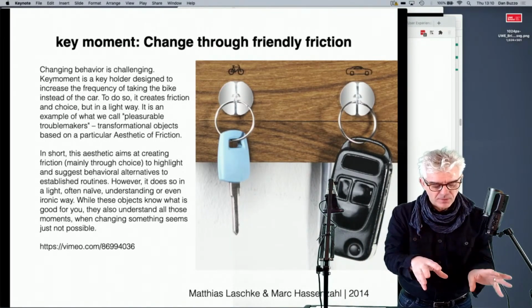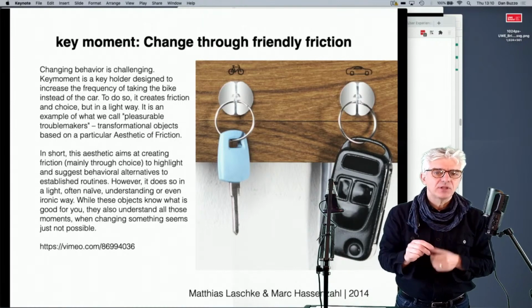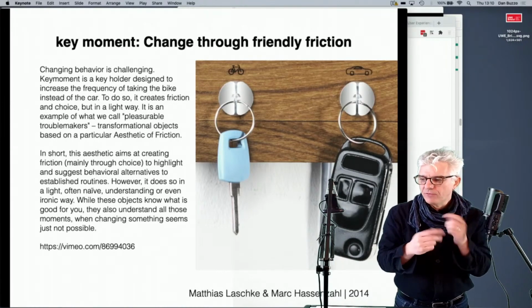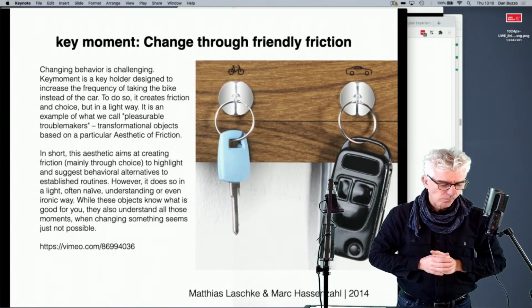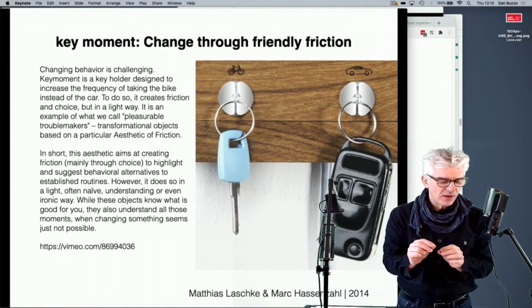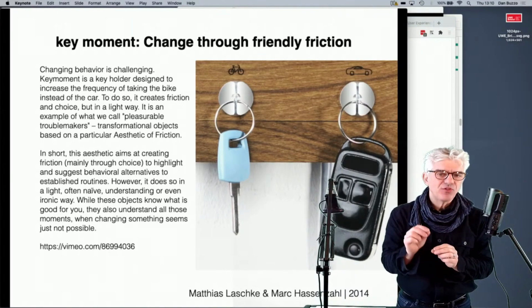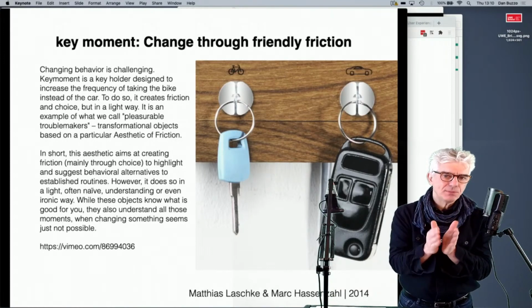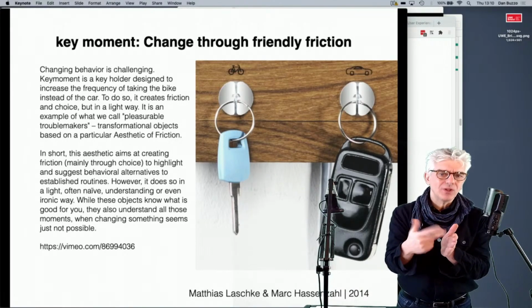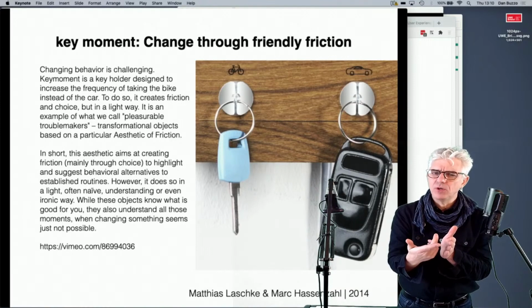And the Lashka and Hassanzal work looks at that in a really interesting way. And I've heard them talk a couple of times about it. And they talk about the idea of an aesthetic of friction. At this pivotal moment, the system will nudge and say, hey, didn't you say that you weren't going to eat that?